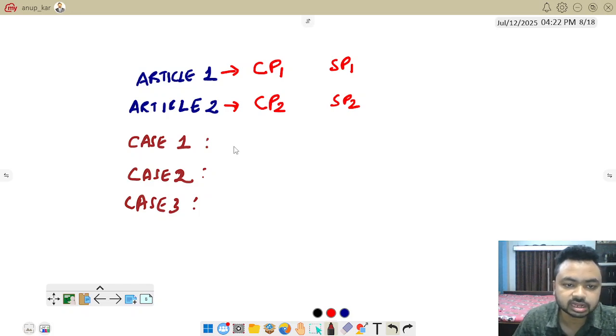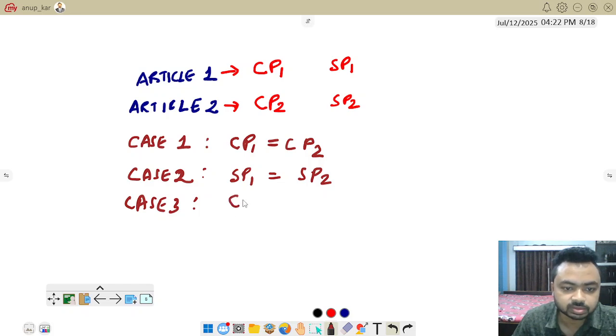So case 1 is like that: article 1 and article 2 are both bought at the same prices. Okay, so my CP1 will be equal to CP2. Case 2 is both are bought at different prices but sold at the same prices. So it will be SP1 equal to SP2.